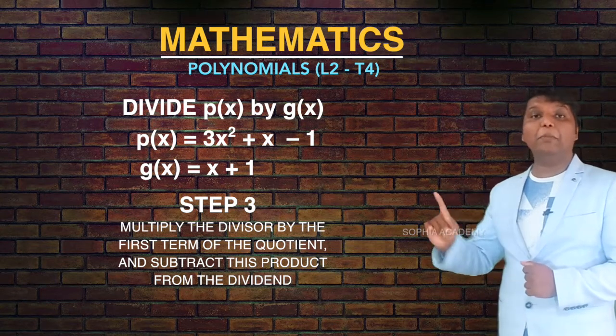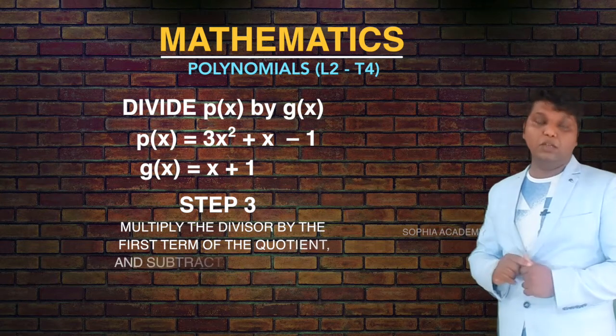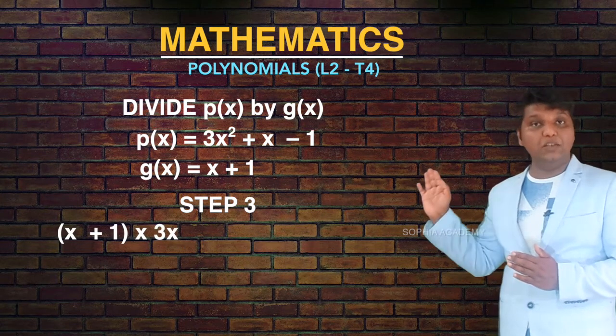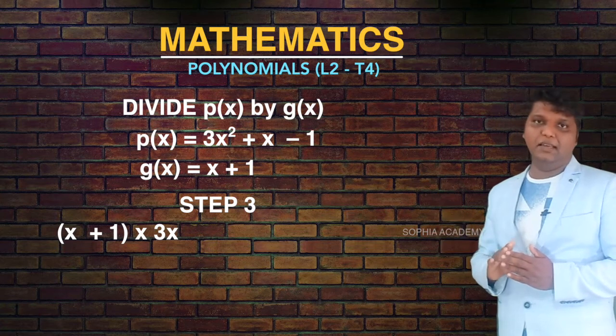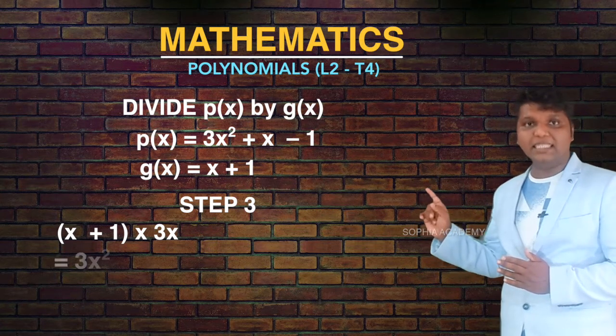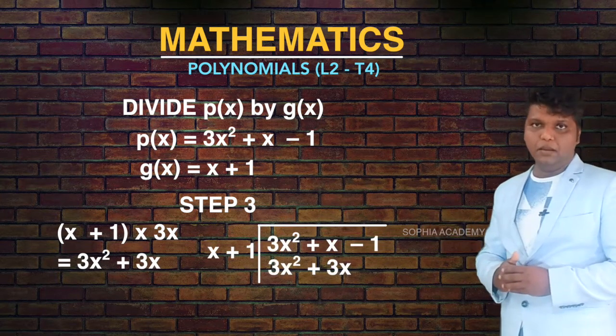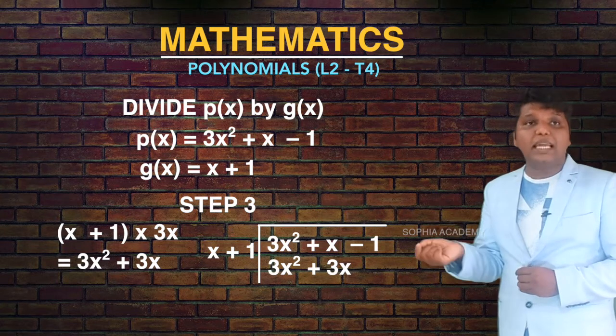Now we are going to multiply this x plus 1 by the first term of the quotient. So x plus 1 into, what is the first term of the quotient? 3x. So 3x into x plus 1. So 3x into x, it is 3x square. We will write them beneath the dividend part. So 3x square you got it.